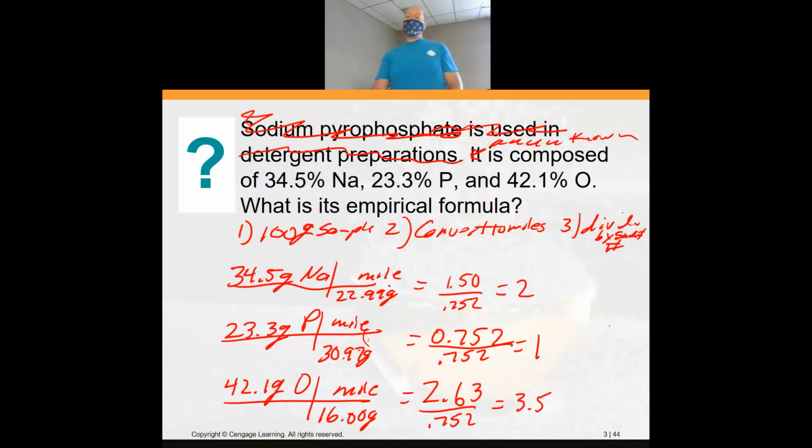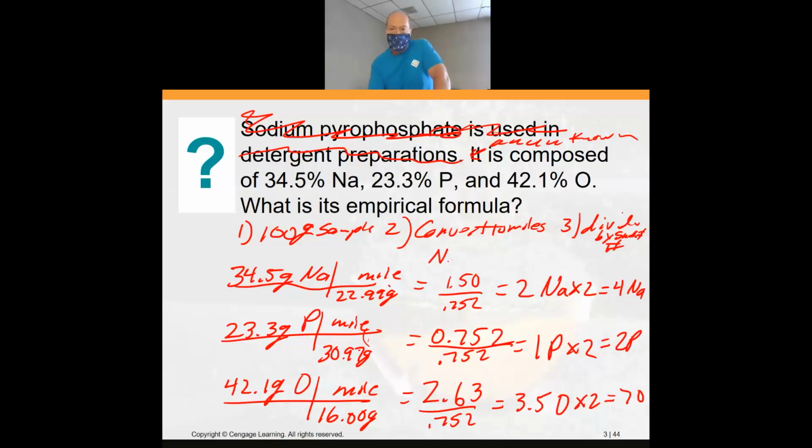All right, so we got a nice integer, we got a nice integer, we got not a nice integer. So what are we going to do with a 2, a 1, and a 3.5? To make them all integers, multiply by 2. When you have a 0.5, to get rid of that, you have to multiply not just the 3.5 times 2. All of them have to be multiplied by the same integer. And so you're going to have 4 sodiums, 2 phosphorus, and 7 oxygens. And so your answer is Na4P2O7.